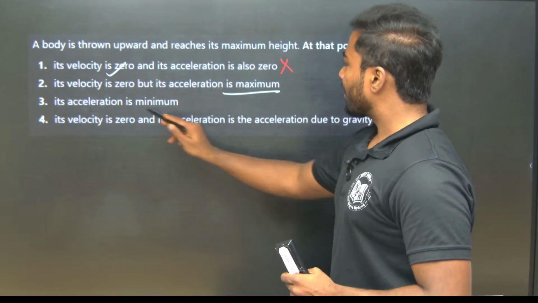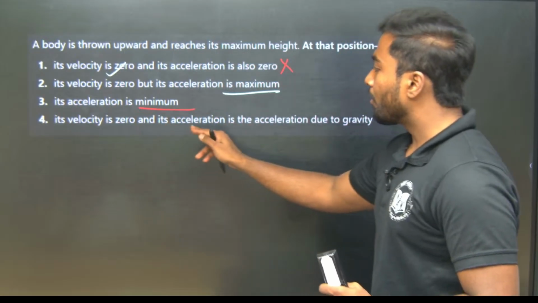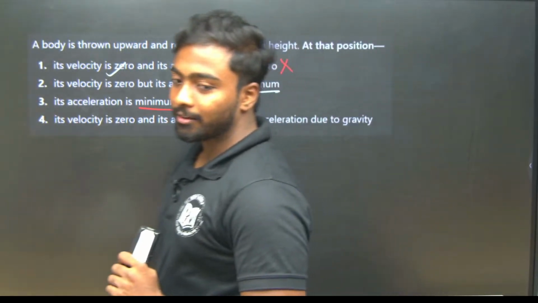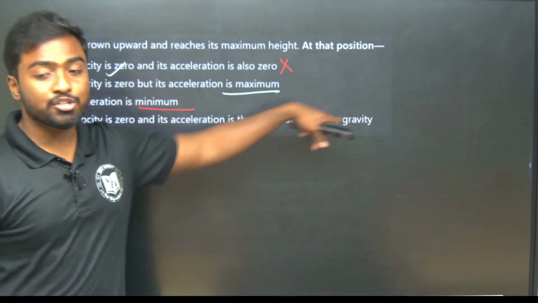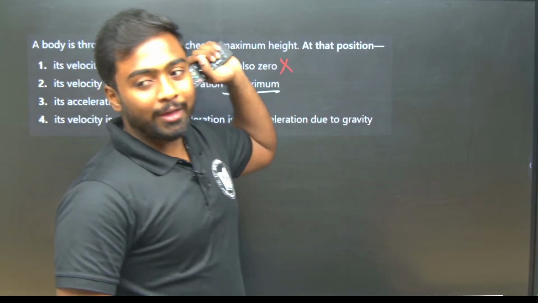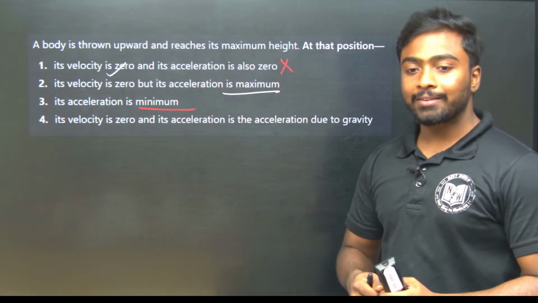Acceleration maximum they told, acceleration minimum they told. Now the fourth one we'll see. Its velocity is 0 and acceleration is the acceleration due to gravity. Now tell the correct answer. Maximum acceleration or the acceleration due to gravity will be the answer, because we are considering gravity as an acceleration.